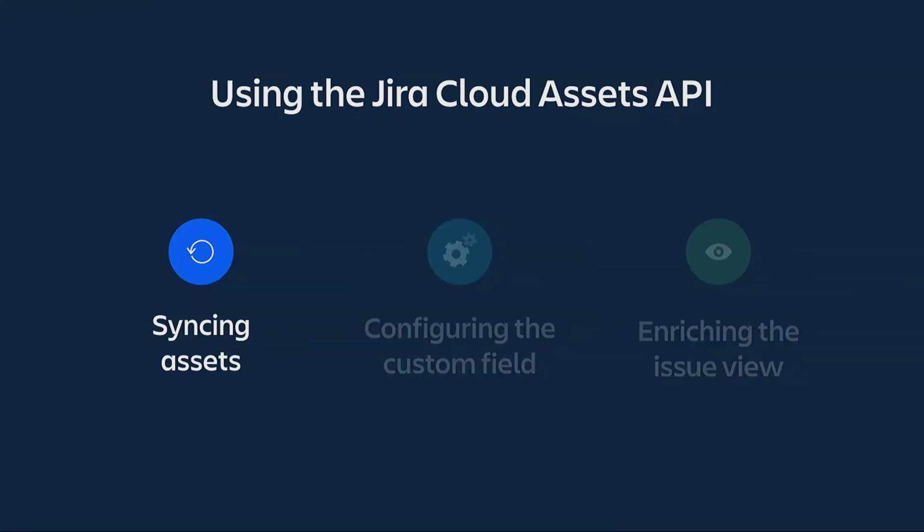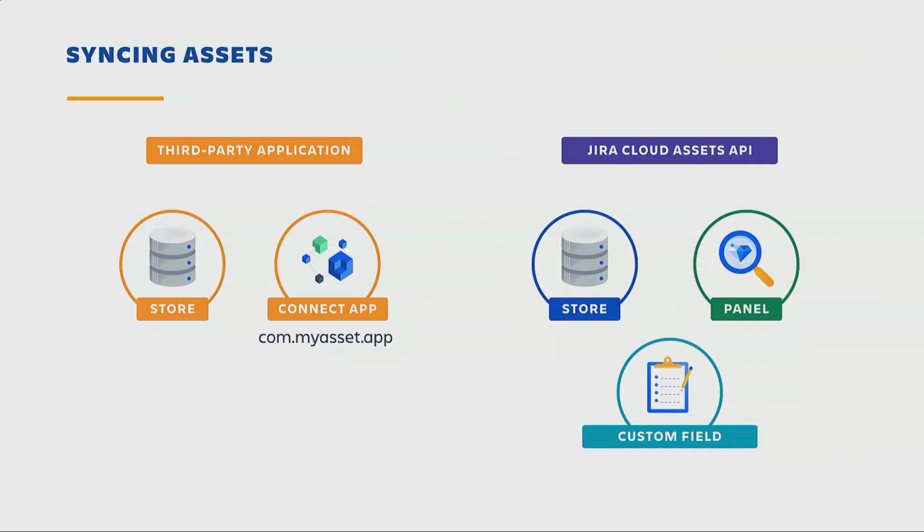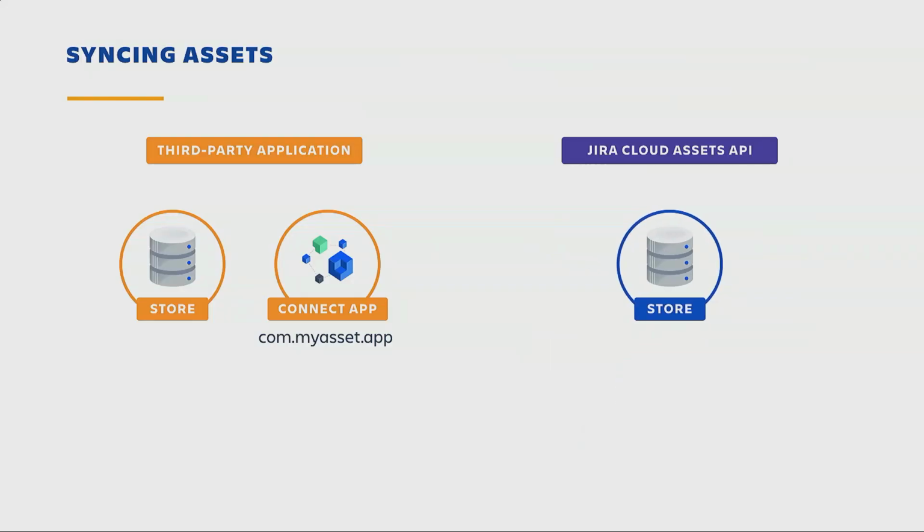So let's start with syncing assets. In this section, we're going to focus on pretty much just your store and our store, because the process of syncing assets is just your app writing data into Jira. That's it. It's just writing data. Sounds like it should be simple, right? But of course, it's important what data you're writing. And there are two main objects. Well, no, there's just two objects, but they're both very important. Two objects that you need to write into our store.